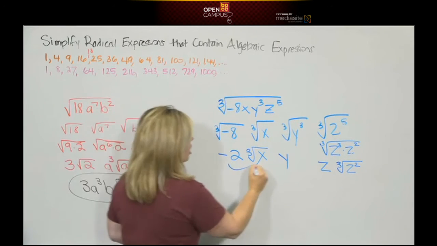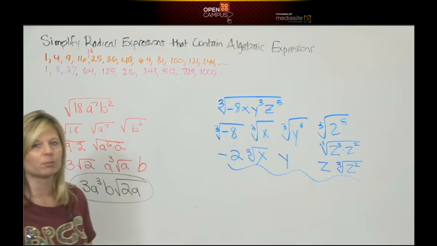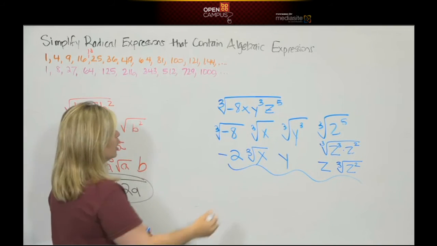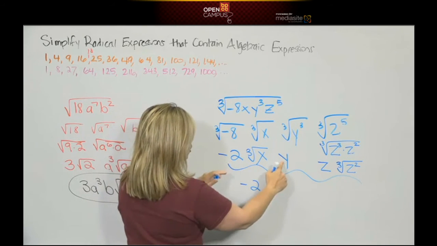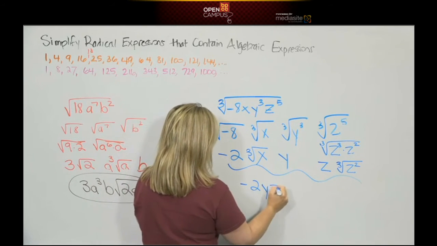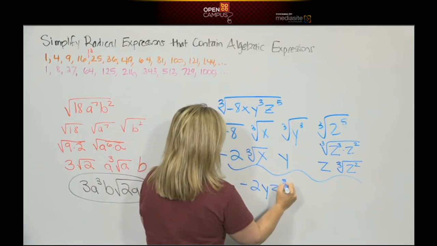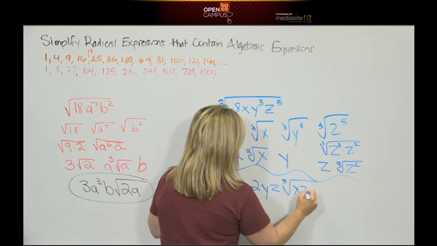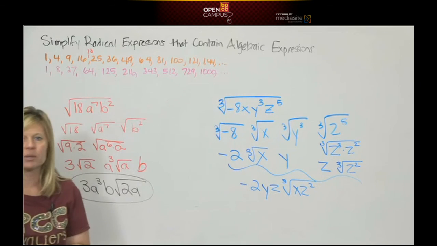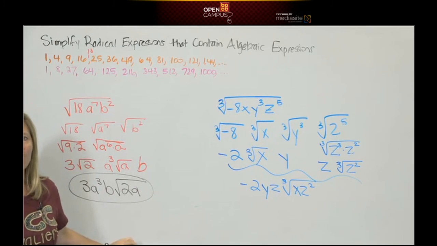Finally, because all these terms are connected by multiplication, you have to put it together. What's on the outside we multiply: negative 2yz, and then we'll put in the cube root symbol what we have left, x z squared. And that is how you simplify a radical expression.